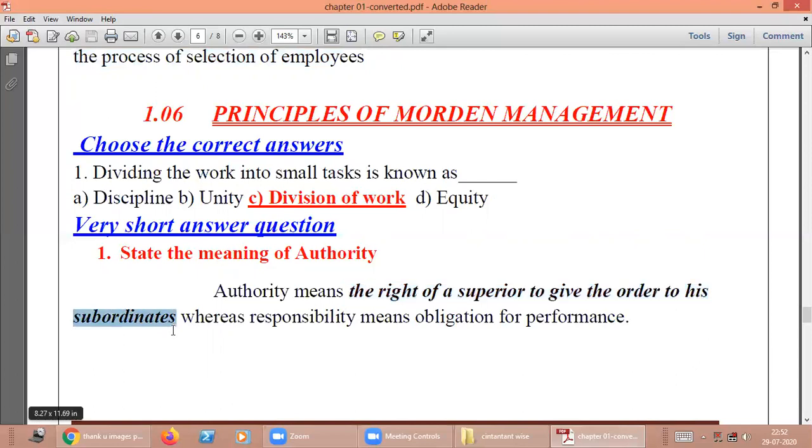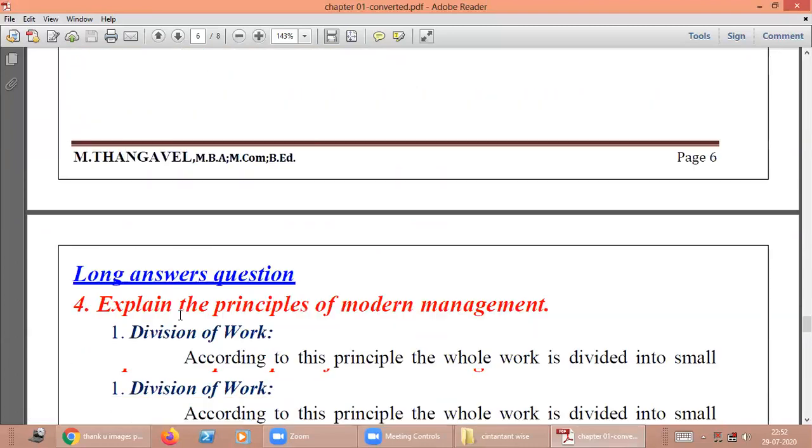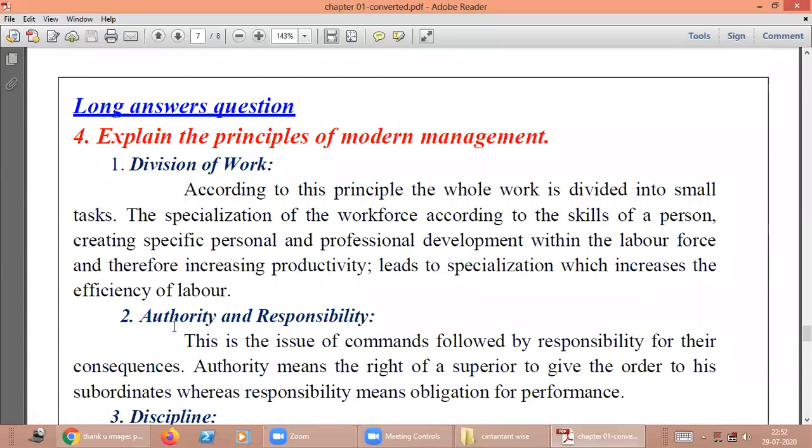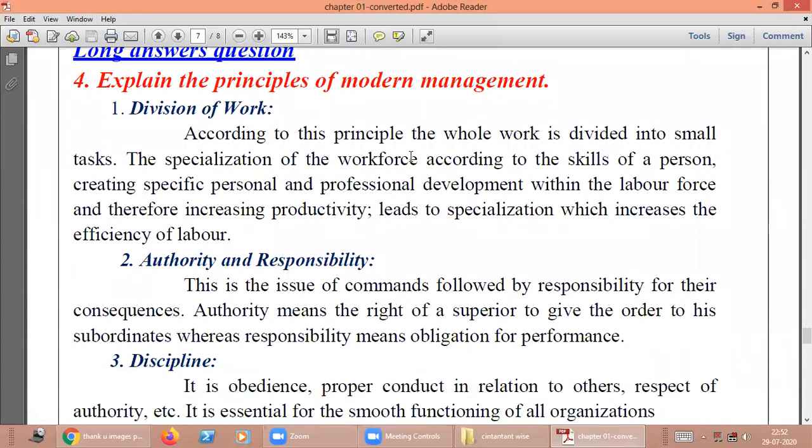It's called authority. Authority means the right of the supervisor to give orders to the subordinate, whereas responsibility means the obligation of performance. Then the long answer: we have the 14 points. Explain the principles of management.